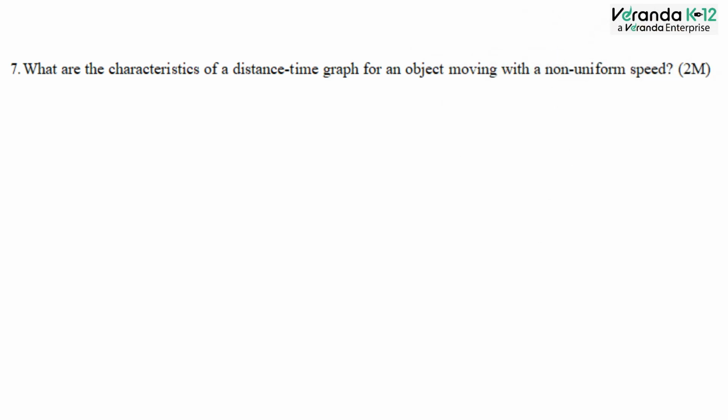Question number 7. What are the characteristics of a distance-time graph for an object moving with non-uniform speed? It carries 2 marks. First answer, it is not a straight line. Second answer, the slope of the graph changes. Each point carries 1 mark.